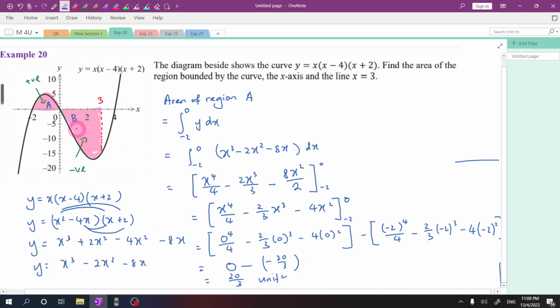Now we need to find the region for part B. Before we start find the region for part B, we know that the definite integral will give us a negative value, right? Because this is below x-axis.